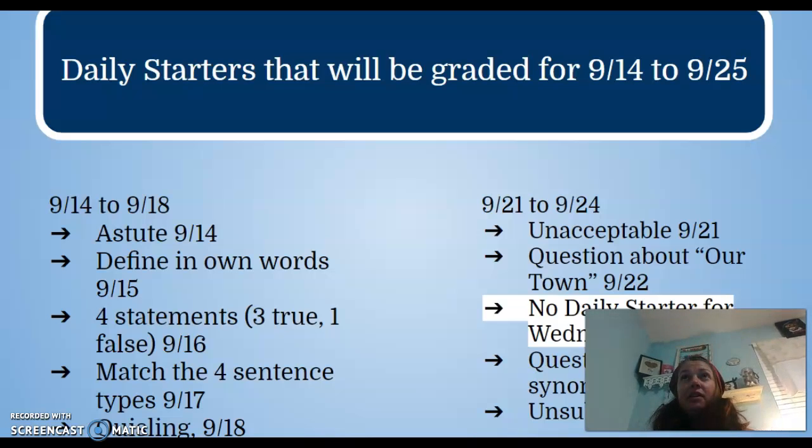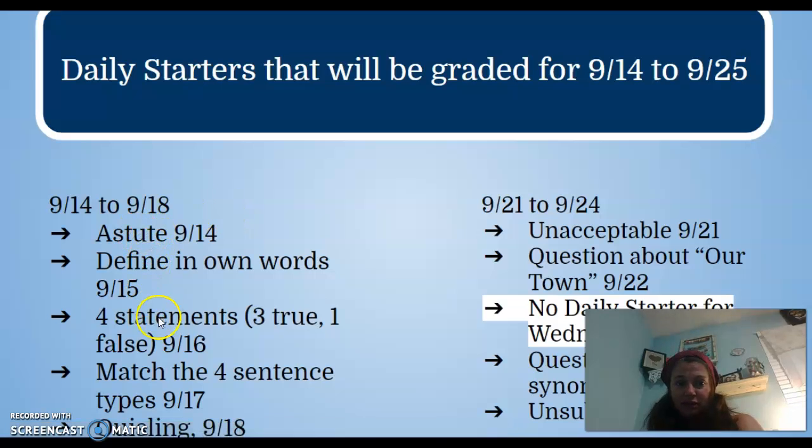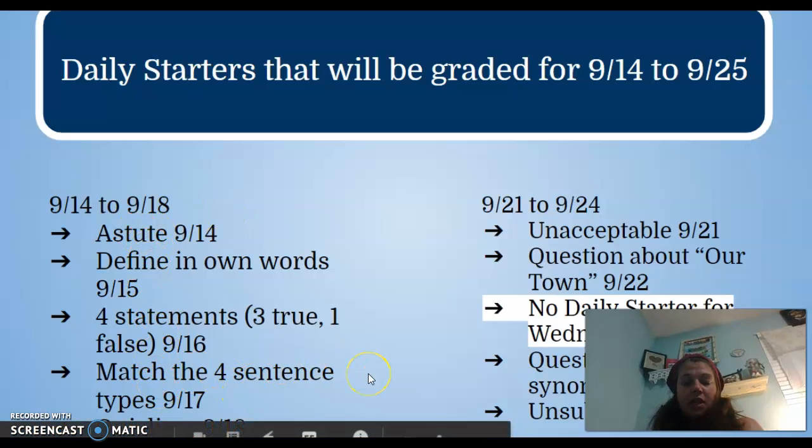Alright guys, today is the first collection of your digital daily starter notebook. I have gone ahead and created this slide that has the list of the daily starters. For that first week from Monday to Friday, you had 5. And then the second week, you only have 4. Wednesday, you didn't really have a daily starter.